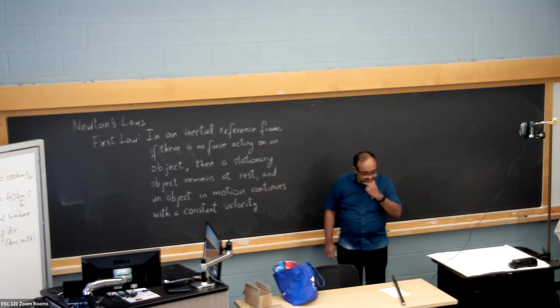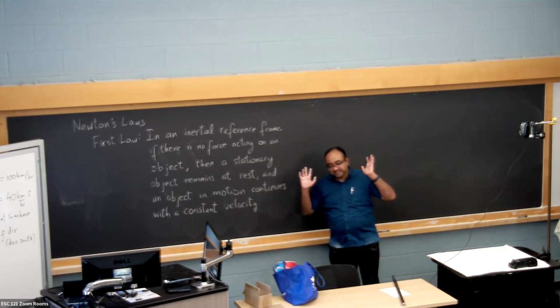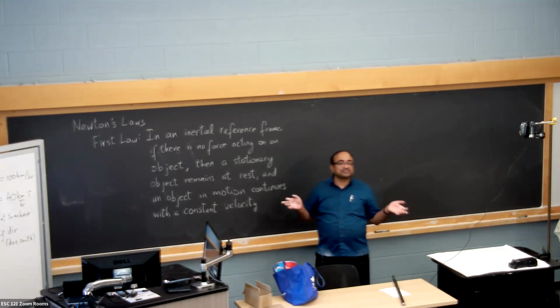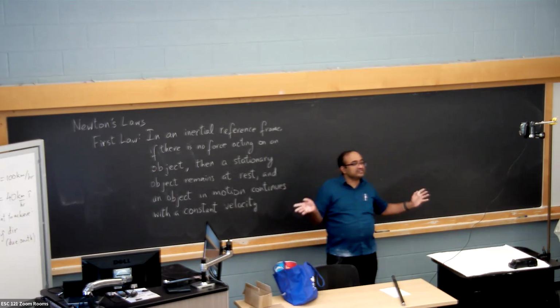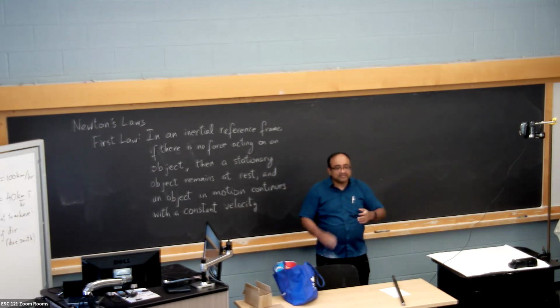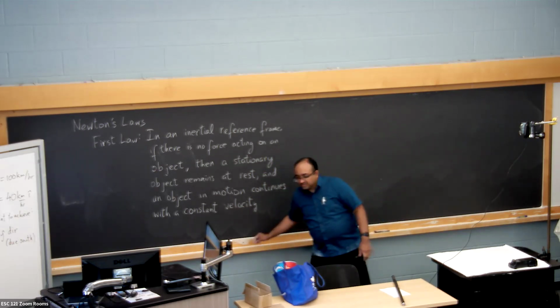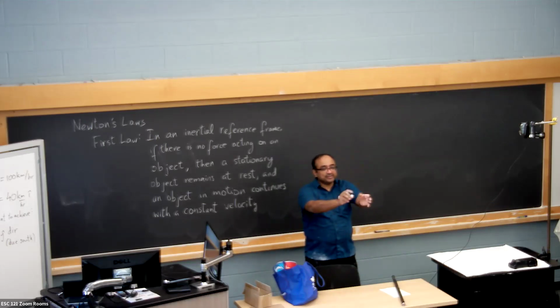Let me give an example. Supposing you are in a completely closed box and you don't know if you're on Earth or on the Moon or in space or wherever, it's completely closed. And you take an object and you let it go. And what you see is that it just floats there in front of you. Okay. So then it would be a decent guess that there are no forces acting on the object. It was stationary, it was remaining stationary. So you are probably in an inertial reference frame.